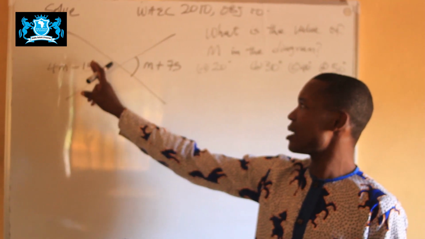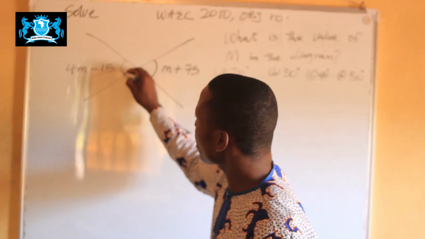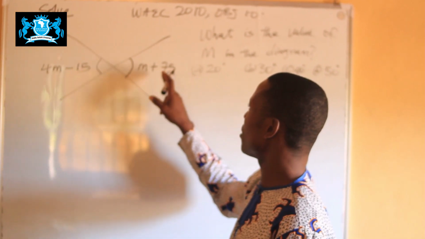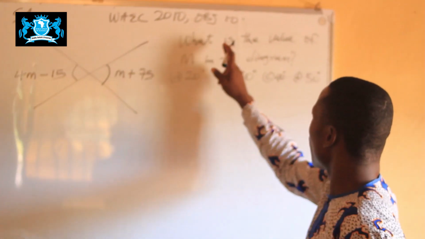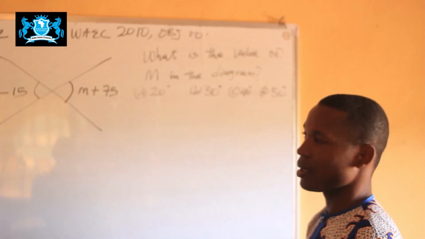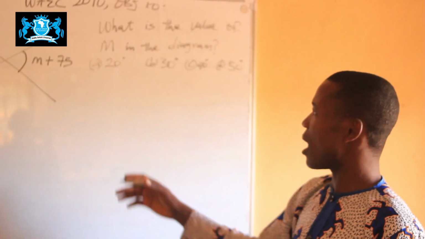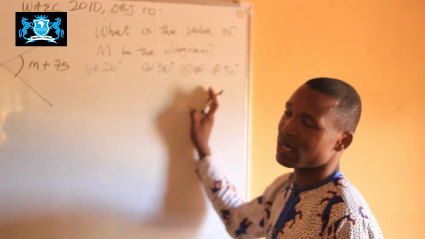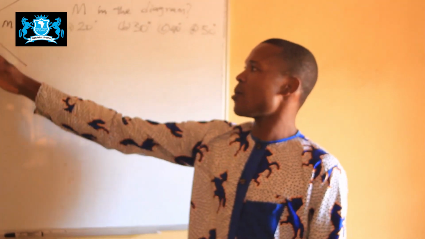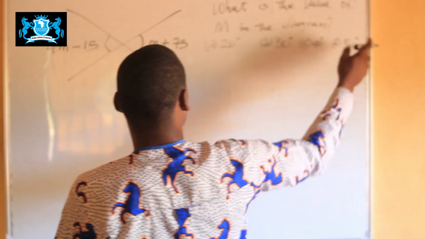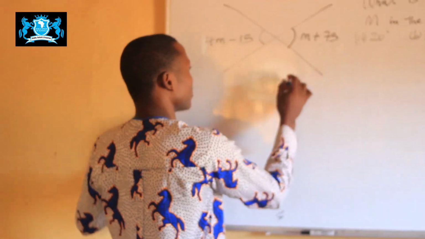They say here is 4m minus 15. This side is m plus 75. This is the question. What is the value of m in the diagram? Of course, in an objective question, we have options: 20 degrees, 30 degrees, 40 degrees, 50 degrees. So what we will be doing is to solve this and see which of the options is correct.